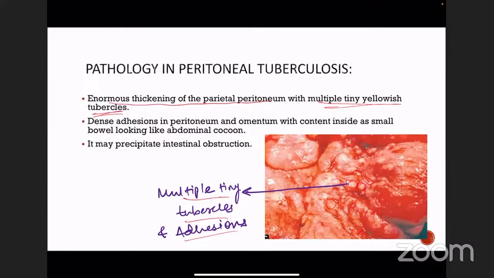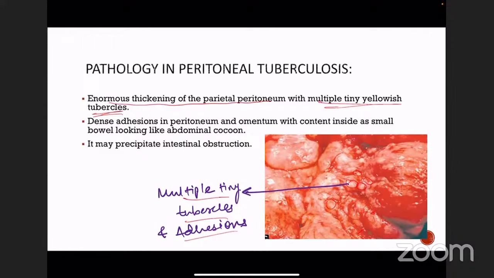The normal peritoneum won't look like this. It will be very thin, shiny, or quite transparent, but it will be thickened over here. There is dense adhesion in the peritoneum and omentum with the bowel inside, looking like an abdominal cocoon. It will be like a big cake. Everything will be mixed up, and you see a single content. That is called an abdominal cocoon.